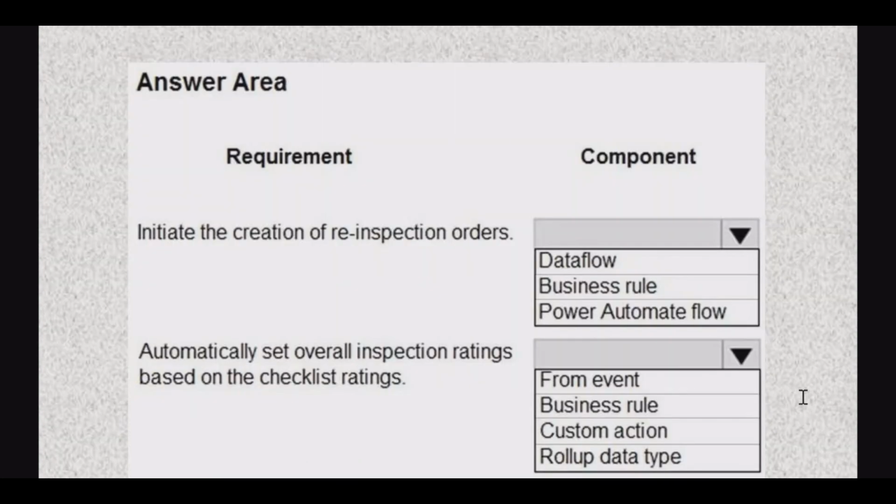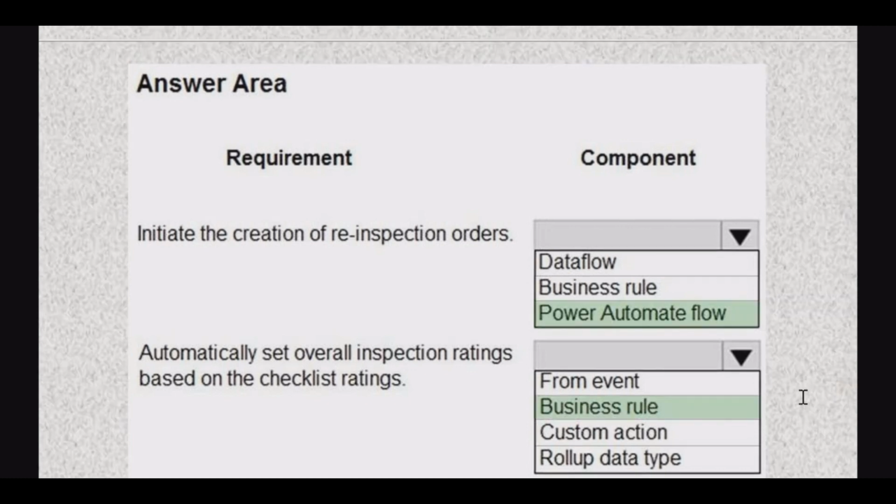The requirements are: initiate the creation of re-inspection orders. The components are dataflow, business rule, Power Automate flow. And the second requirement is: automatically set overall inspection ratings based on the checklist ratings. The components are form events, business rule, custom action, rollup data type. Please try to answer.